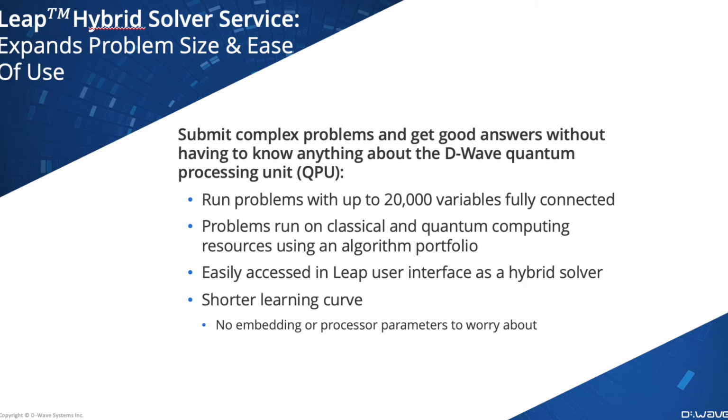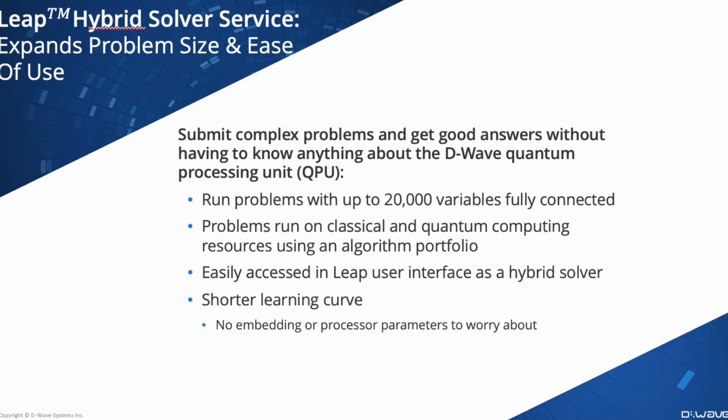The Leap hybrid solver service basically lets you submit complex problems and get good answers without having to know much about the QPU. In the earlier units, you learned how to submit problems to the QPU and also how to embed problems onto the QPU. But the advantage of the hybrid solver service is it lets you run even really large problems, up to 20,000 variables fully connected. And it takes care of calling the QPU for you behind the scenes.